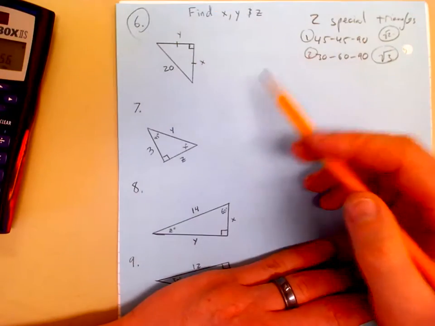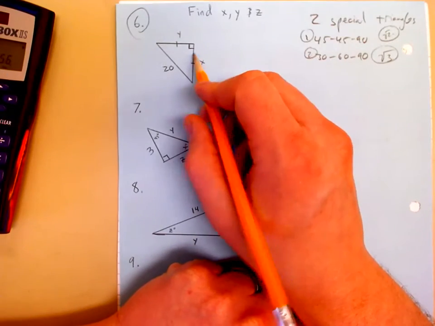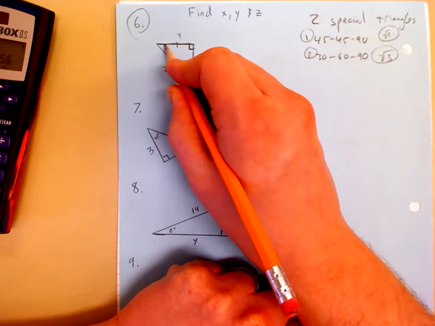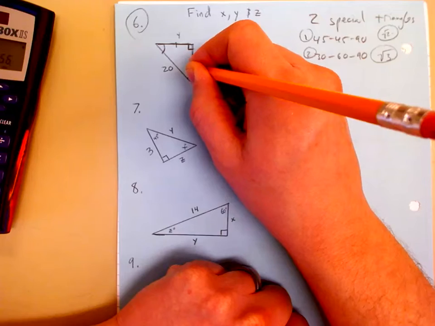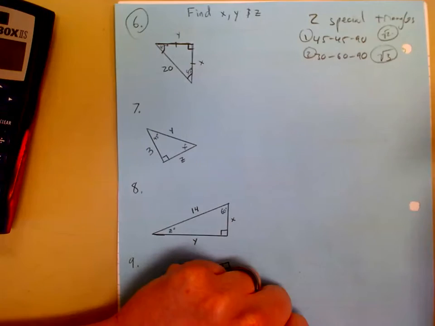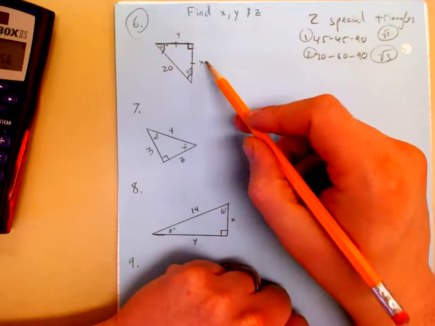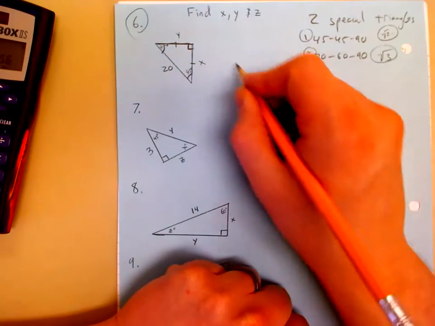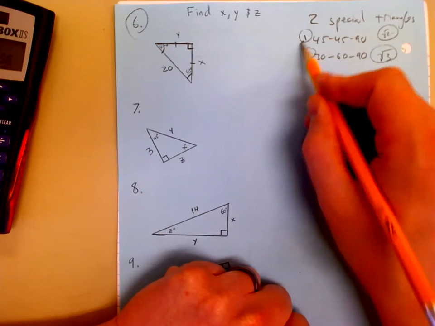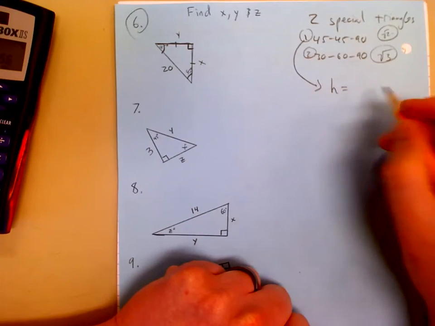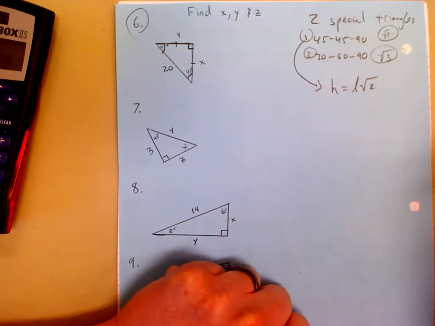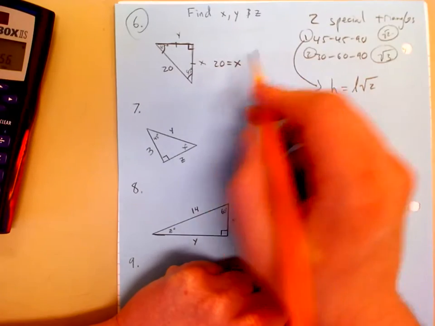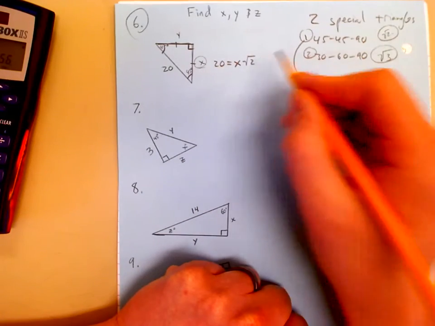So looking at number 6, these are congruent sides, and that's a 90-degree angle. So those are congruent, so that only means one thing, that this is a 45, 45, 90 triangle. So if I find x, then I've found y. So I know that the hypotenuse, so this is for a 45, 45, 90, the hypotenuse equals the leg times the square root of 2. So I know what the hypotenuse is. It's 20 equals x, because that's one of the legs, times the square root of 2.